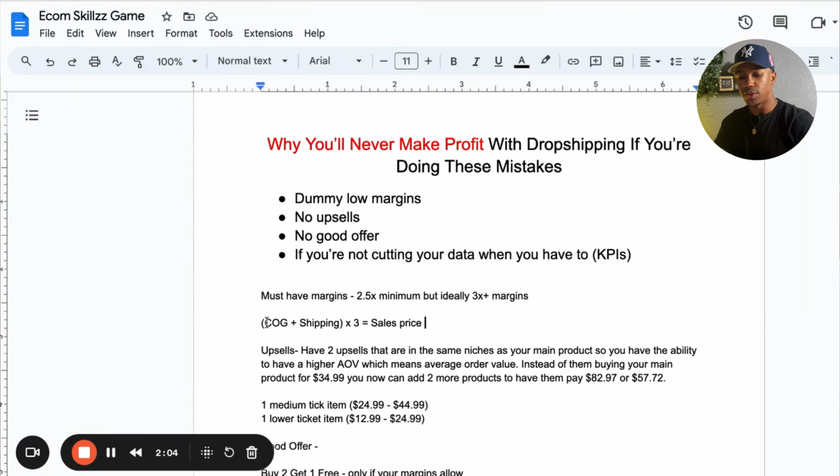3x margin is ideal. Now to calculate this to see if you're actually having good margins, what you have to do is add your cost of goods, which is how much you're getting it from your supplier. If your supplier is AliExpress, CJ, or Feed Fulfill, you can add that plus your shipping costs with that product. So you add those two together, and then you multiply it times 3, and this will let you know the lowest price you can sell the product for. So let's do this together.